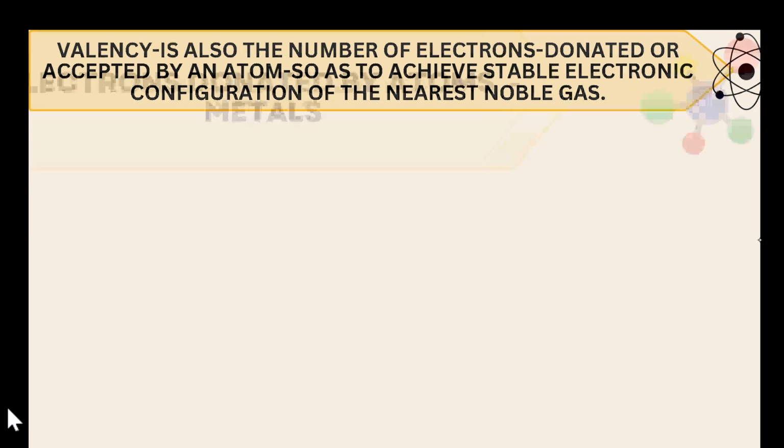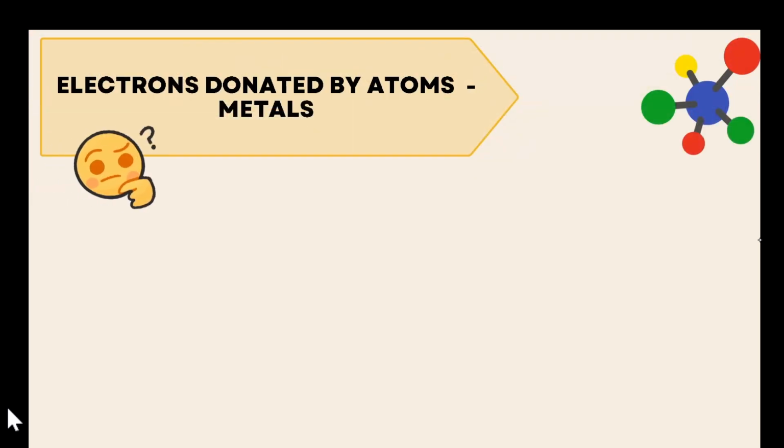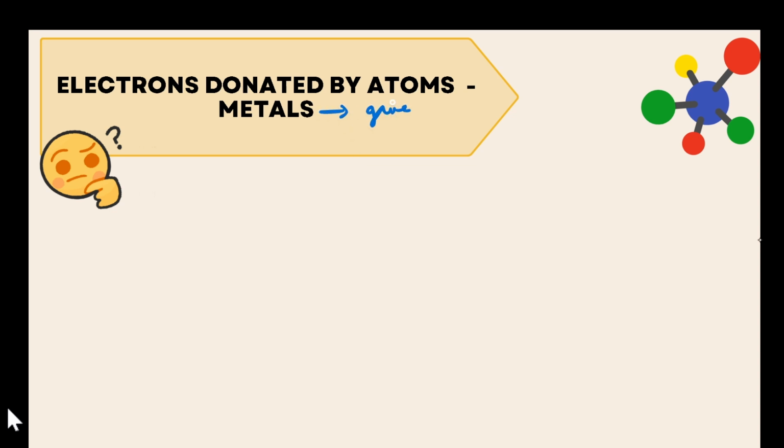Okay, so now firstly we understand for metals. Metals, you will remember, will always give away electrons or always donate electrons. So you can say that they are very generous, they are always giving, they are very good friends. Like that you can remember that metals are good friends, they always give. So the electrons will always be donated by metals.